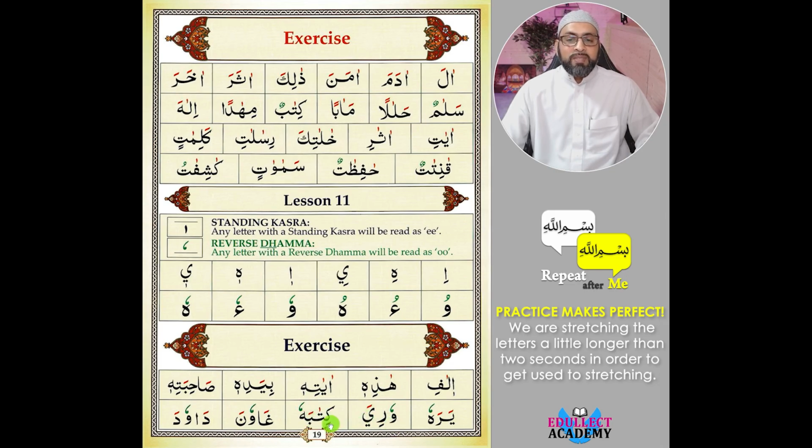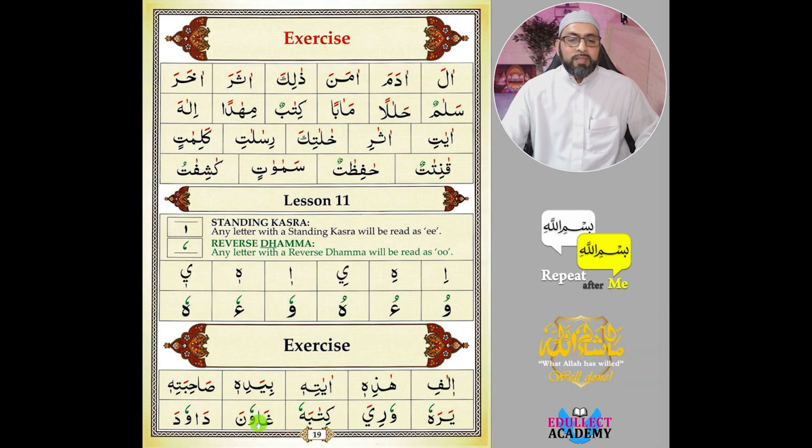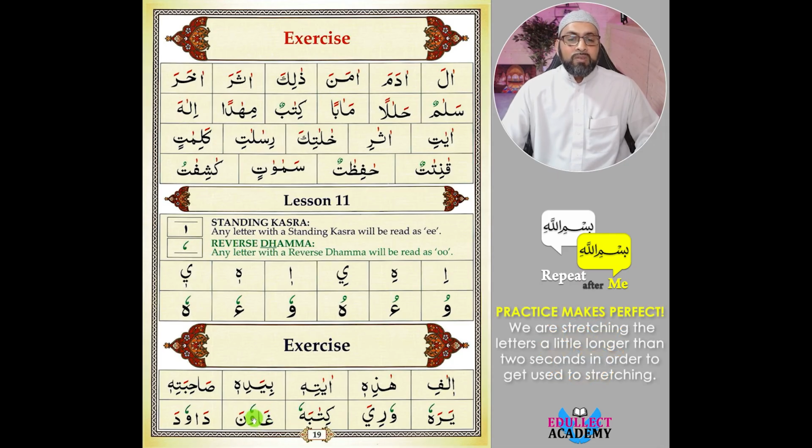Kitabahu. One more time. Kitabahu. Here, ta and ha are long, okay? One more time. Kitabahu. Ghawuna. Again, ghain alif, fatha gha, waw, reverse dhamma woo, nun fatha na. Ghawuna. Okay, one more time. Ghawuna. Next.